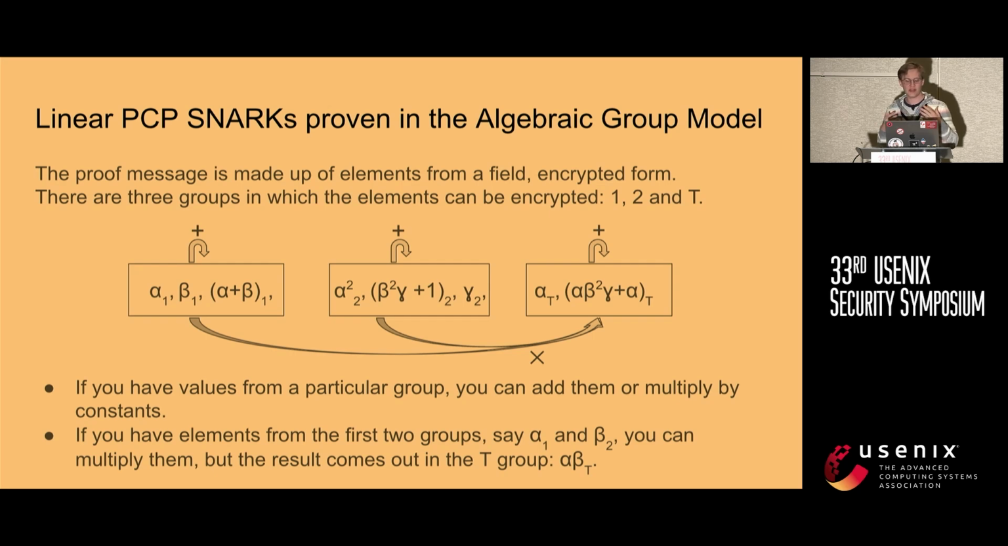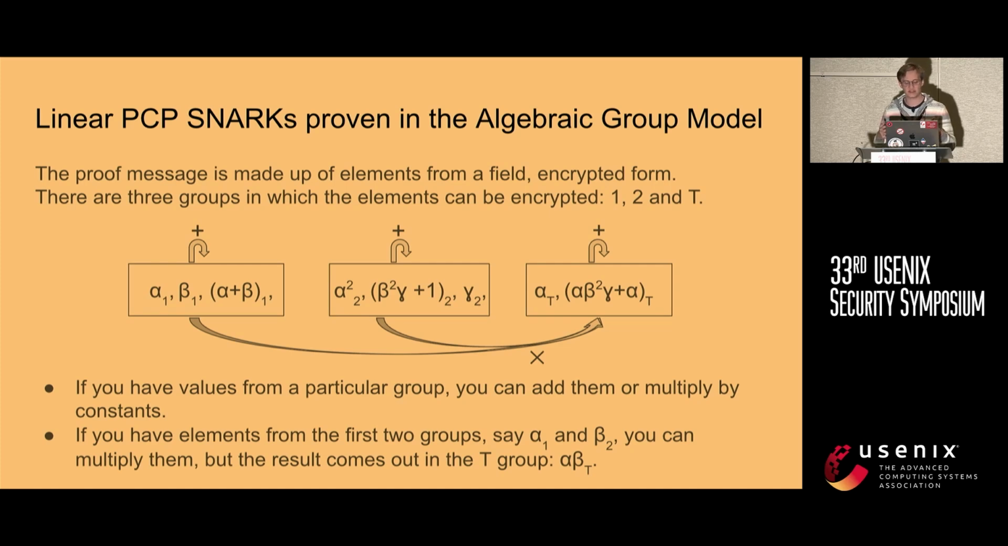And so the operations that you're allowed to perform on these field elements that hide within these cryptographic groups, well, of course, you can do the usual elliptic curve operations, right? You can add 2 elements that are in the same group, or you can multiply them by constants. But we also assume a pairing-based model.